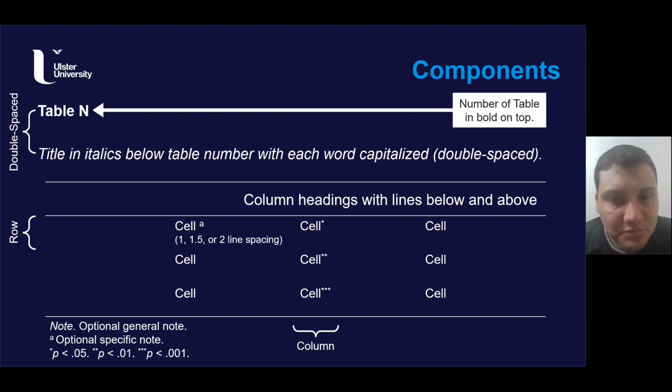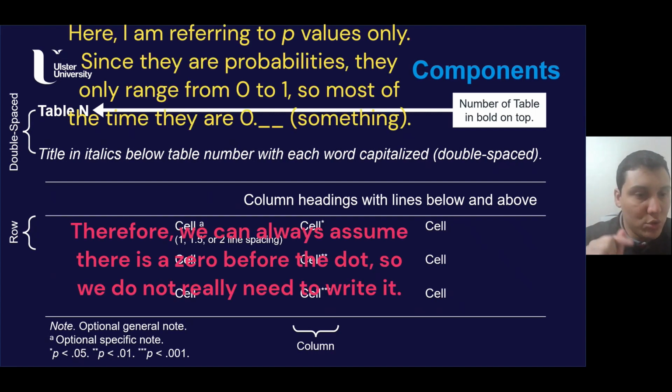Usually a p-value smaller than .05 is indicated by one single asterisk. A p-value smaller than .01 is indicated by two asterisks, and a p-value smaller than .001 is indicated by three asterisks. Okay? In APA, you never use the zero before the dot. You only show the decimal cases. You don't need to show the zero before that.